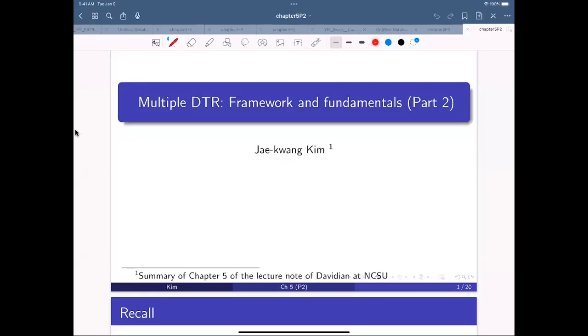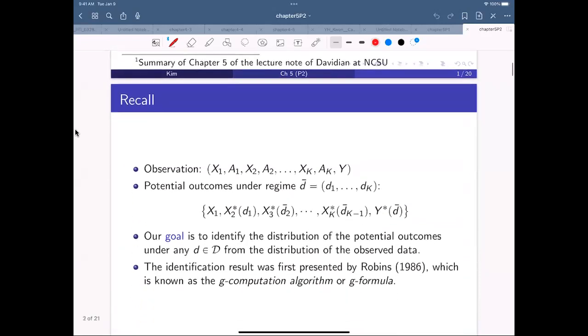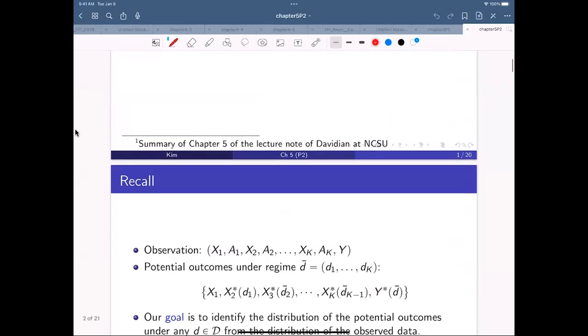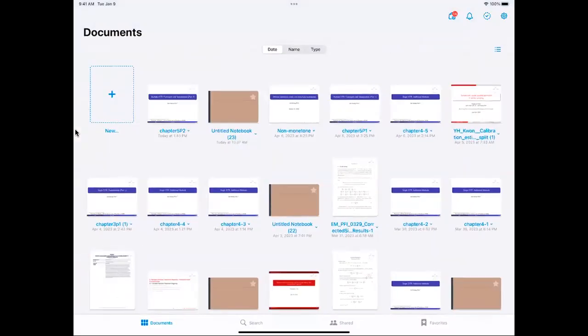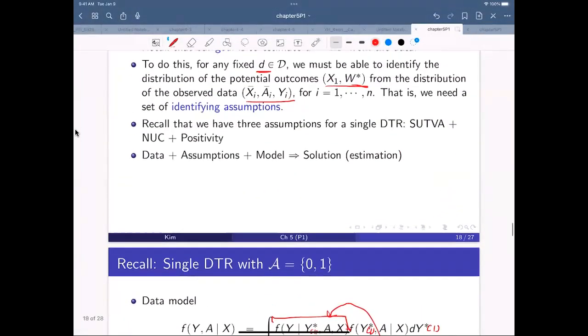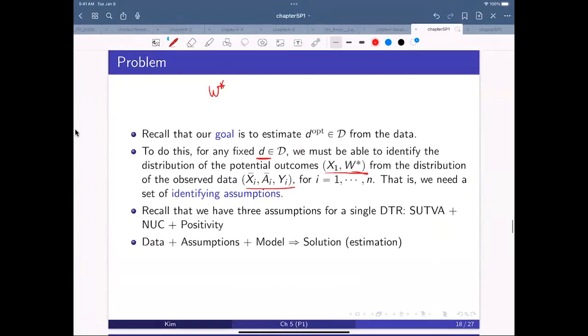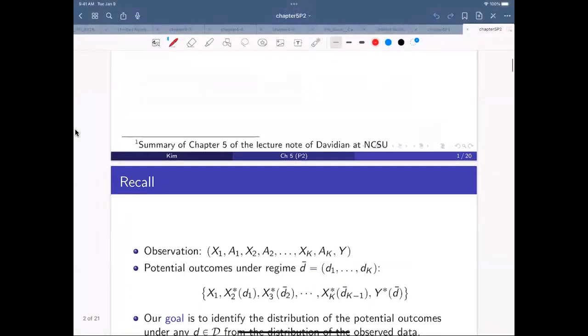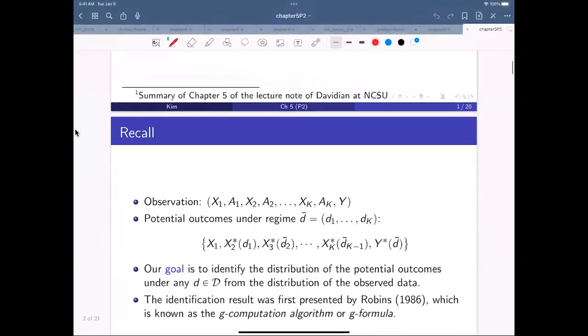Okay, so we're gonna continue multiple DTR. So recall that in the previous class, we only considered the identification assumptions, right? Now we are in a position to see how we actually compute all the distribution. So solve the problem basically.